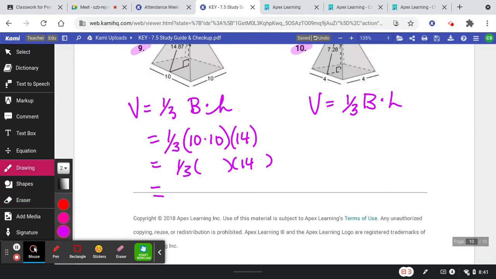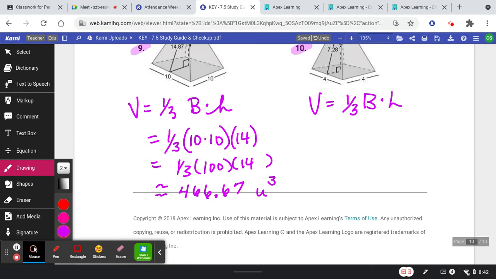So the first one was right, just that one. Okay, good catch. And then 10 times 10 was 100 times 14. So 1/3 of that 1400, and tell us what you get. Good. And so we're going to go 0.67 to round, and then we're going to go cubic units. Put that approximation symbol because of the rounding.